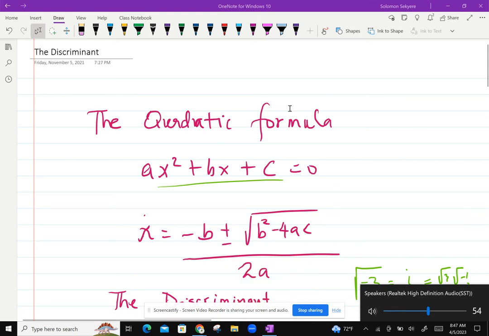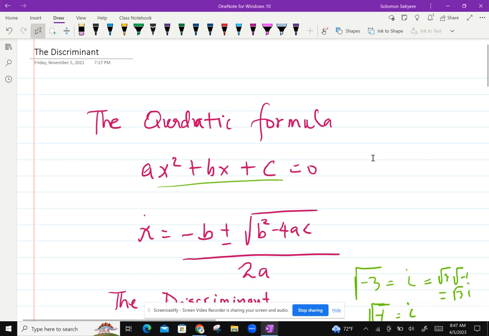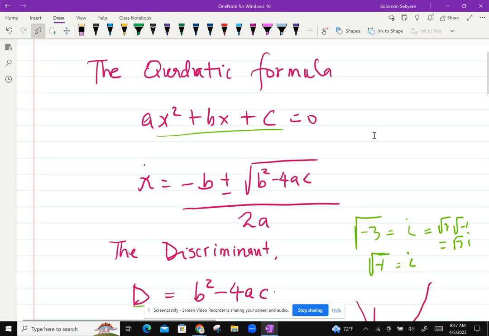Okay, today we are going to talk about what is called the discriminant. Let's look at the quadratic formula. Here's a typical quadratic equation in the standard form, ax squared plus bx plus c.